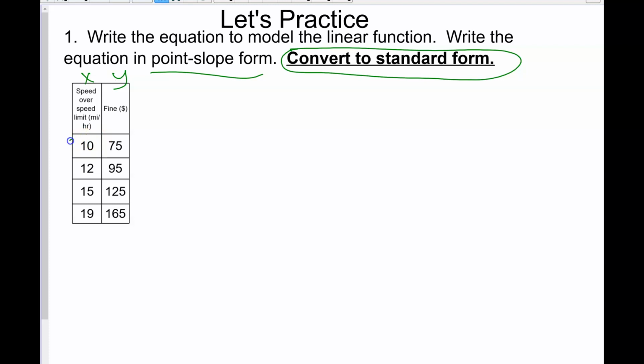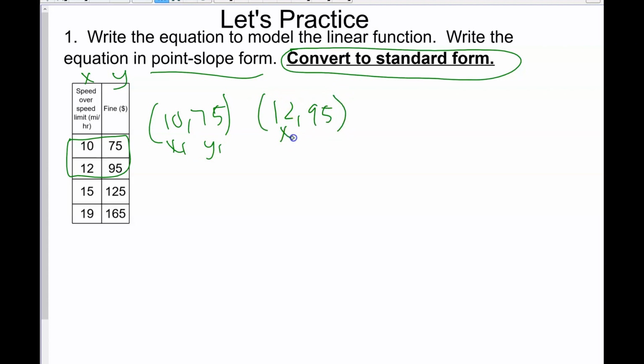So I'm going to use the two smaller values. I just think that would be easier in this example. So I have 10 and 75, right? That's my x1. This is my y1. And then I have 12 and 95. When I look at that, that's my x2 and my y2. So I'm going to look at the change in the fine amount over the change in the speed that's happening here, right? So if I'm looking at my slope, I'm going to take 95 minus 75 as an example over 12 minus 10.